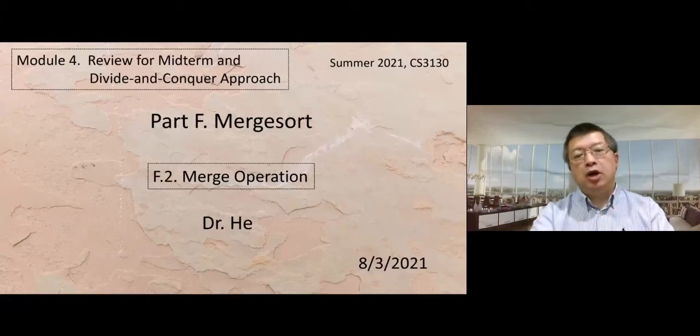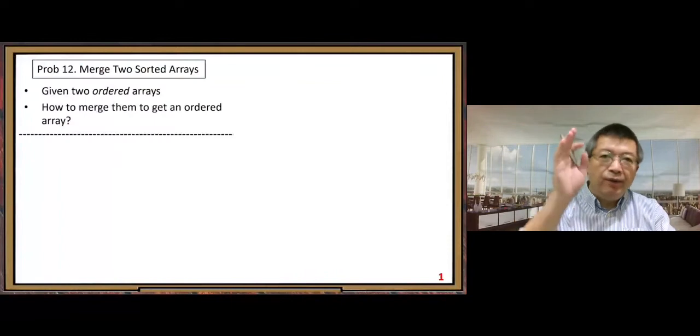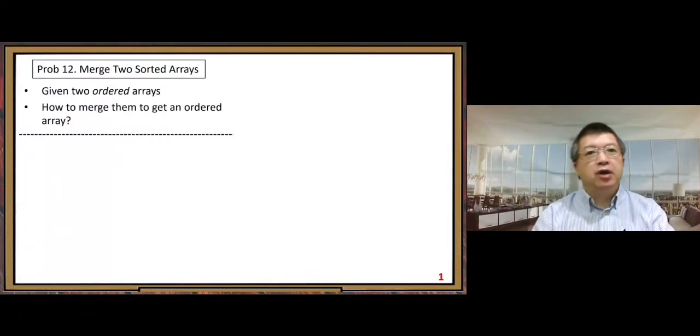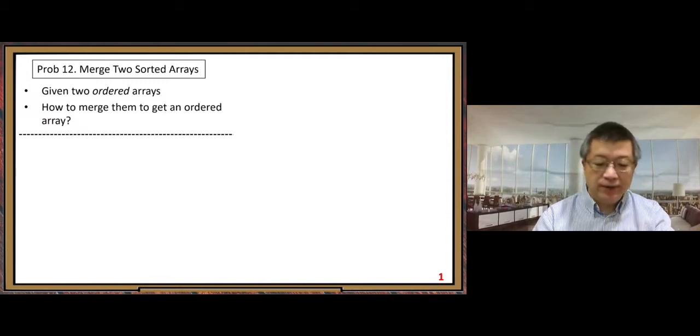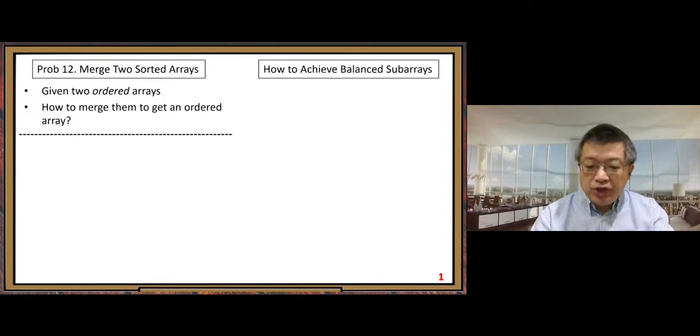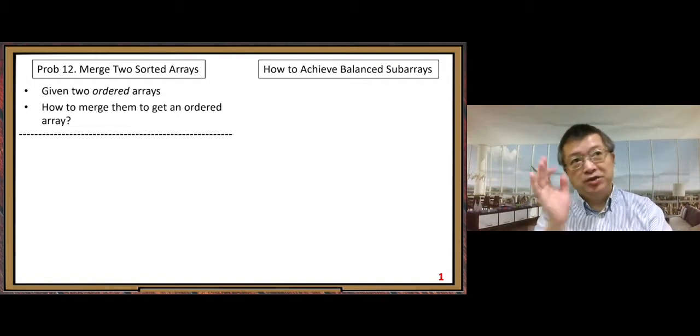1.2, merge operation. Now we understand why we need to do this merge operation. Here, the idea is actually pretty straightforward, so we can easily understand how to achieve balanced subarrays. Very easy. So here, I just use a simple diagram to show you the idea.